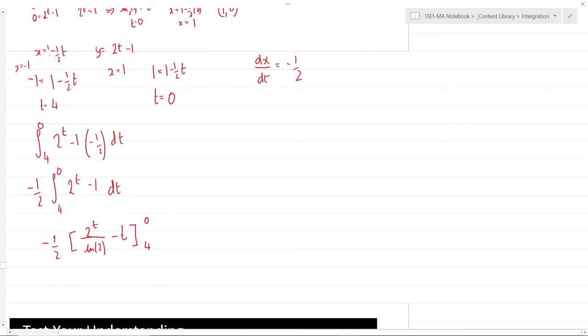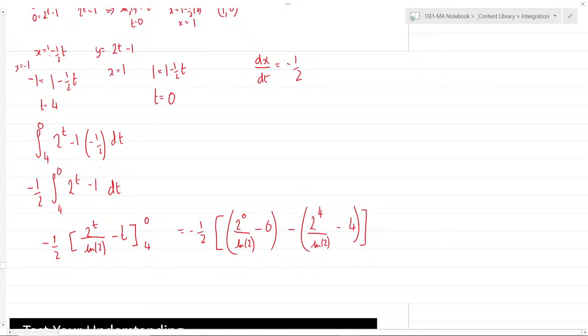Okay, so take note that minus a half is times by everything. So you've got to work out the first part, you've got to work out your boundaries, and then you've got to times by negative half. So this is equal to minus a half times by 2 to the 0 over ln 2 minus 0, minus 2 to the 4 all over ln of 2 minus 4.